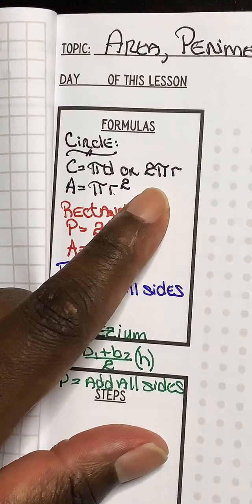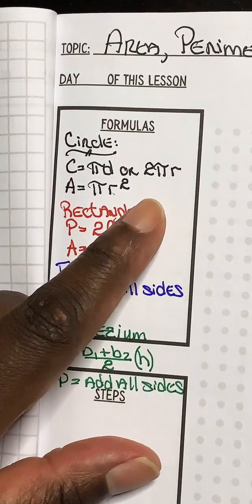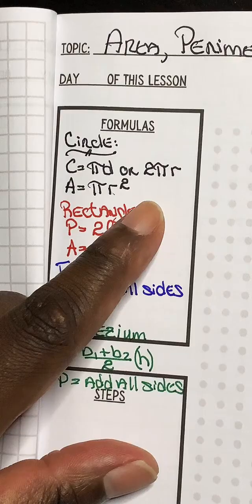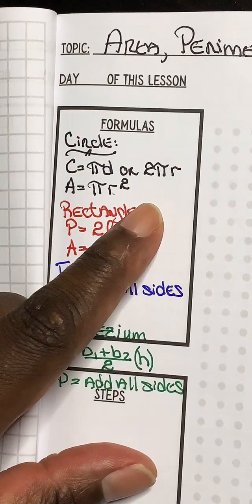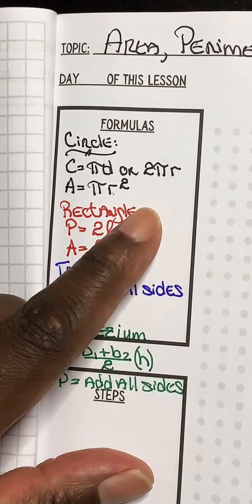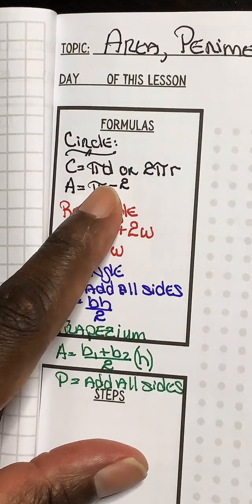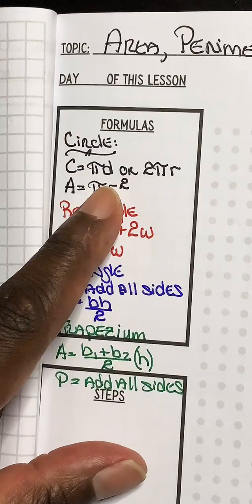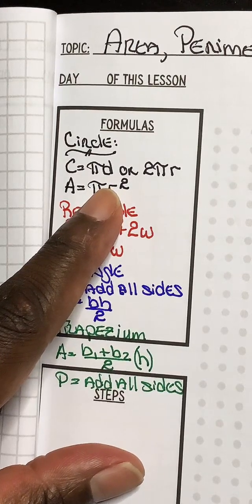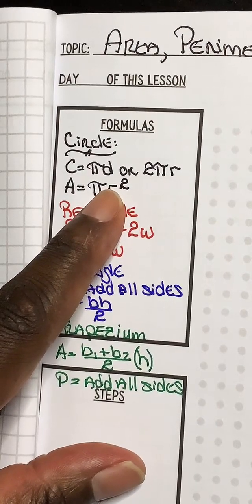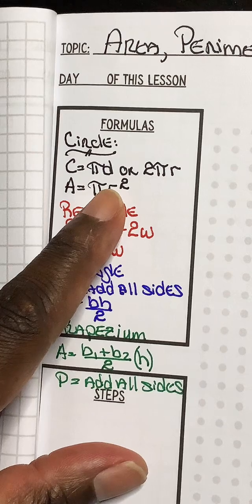Now, the radius is a segment from the center of the circle to a point on the circle. So it's halfway through the circle. Whereas a diameter goes all the way through the center of the circle. There's one point on the circle and the other point is also on the circle, but on the other side, and it goes through the center of your circle.